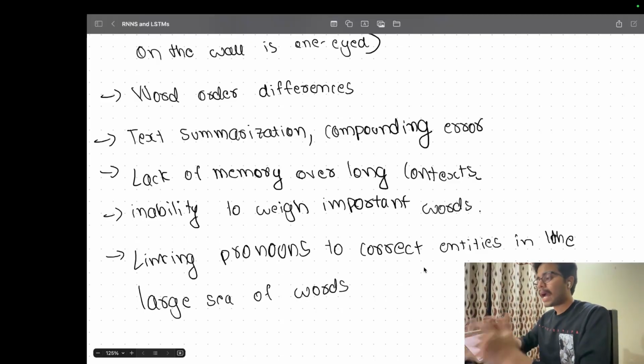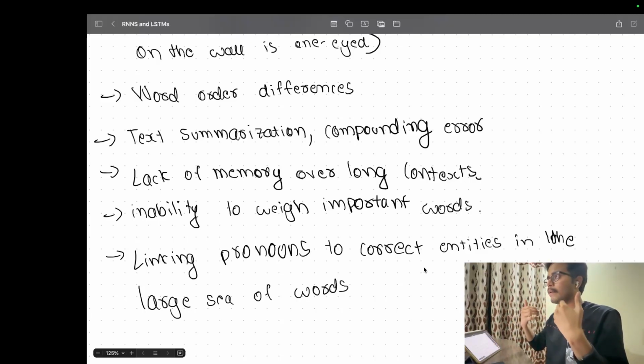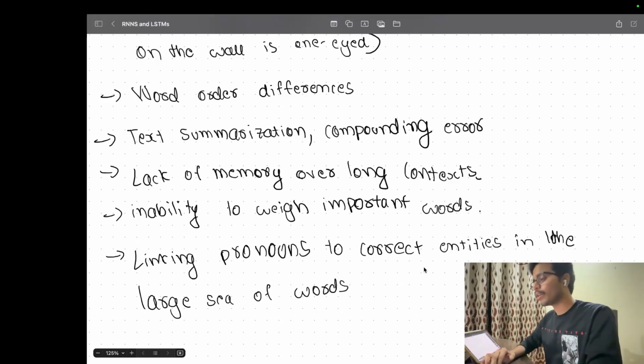Again, there's a lack of memory over long context. You cannot retain very huge information like a huge story or a thesis document or anything of that sort.